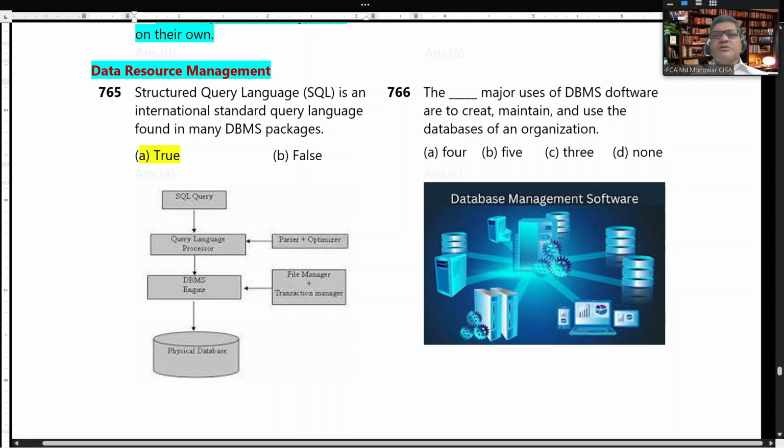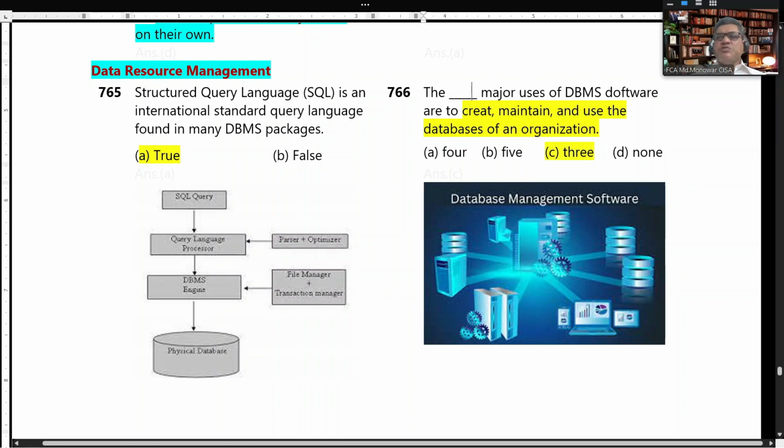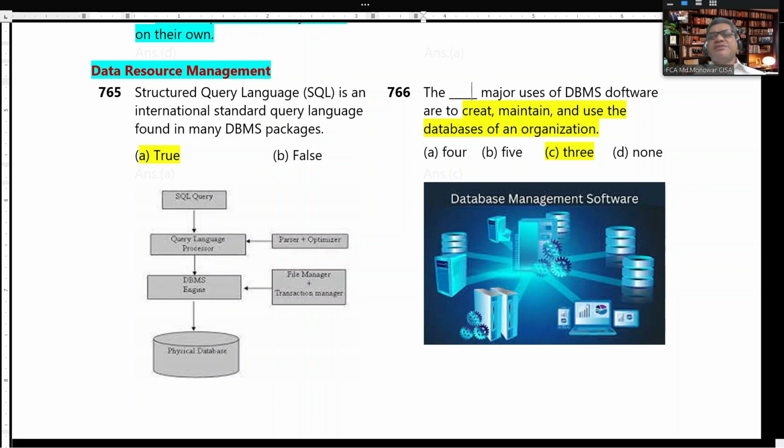True. The dash major use of database management system software are to create, maintain, and use the database of an organization. The three C. Answer C. The three major use of database management system software are create, maintain, and use database of an organization. So the answer is C.